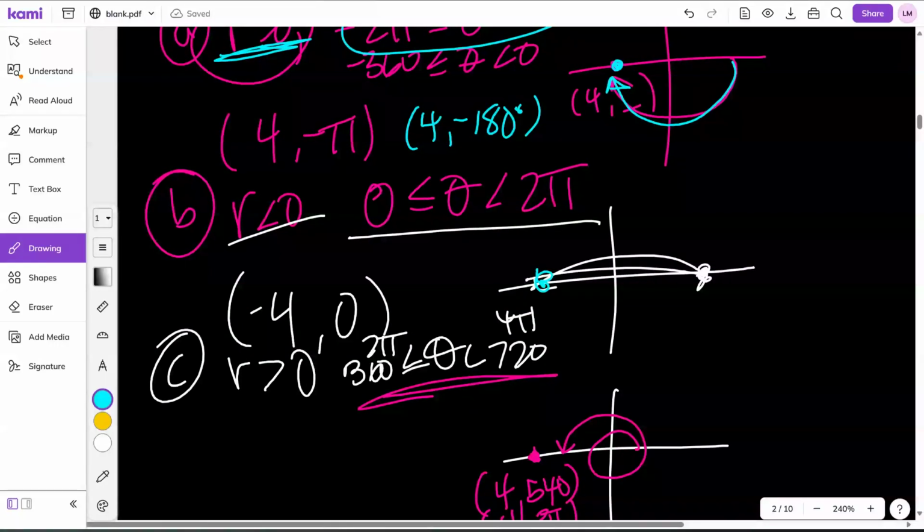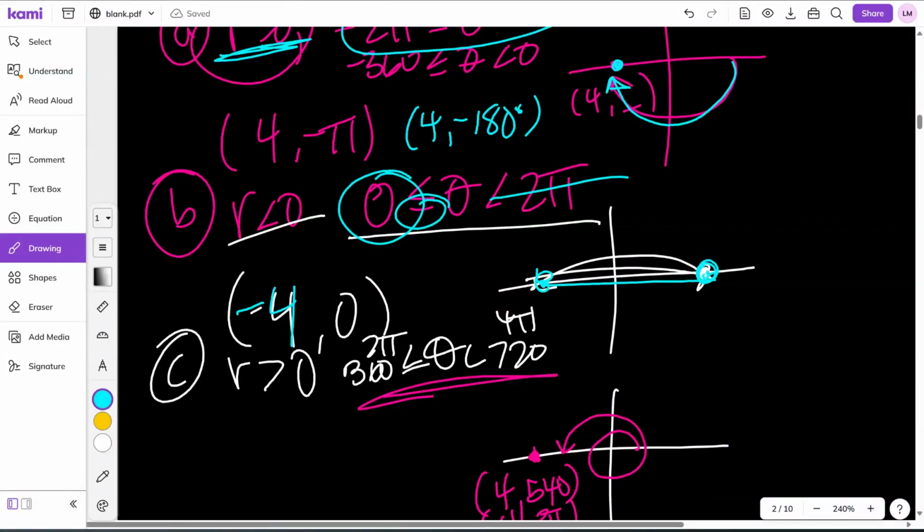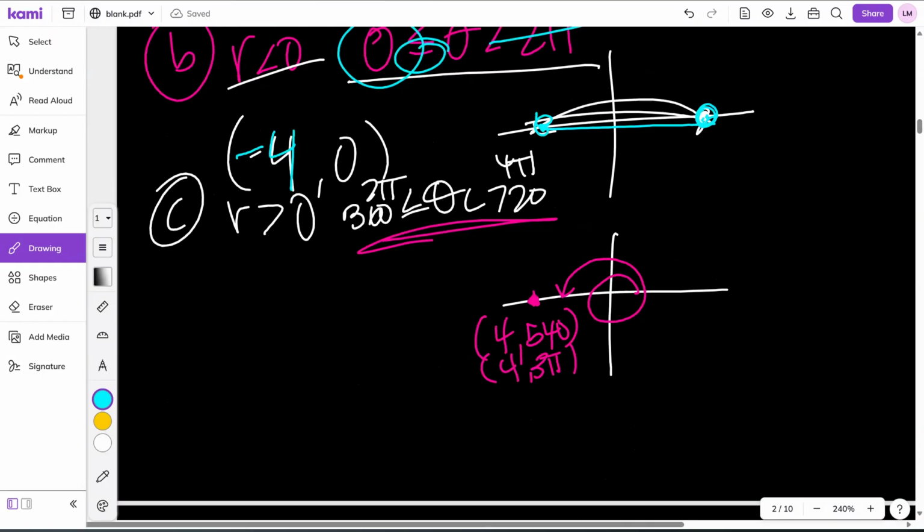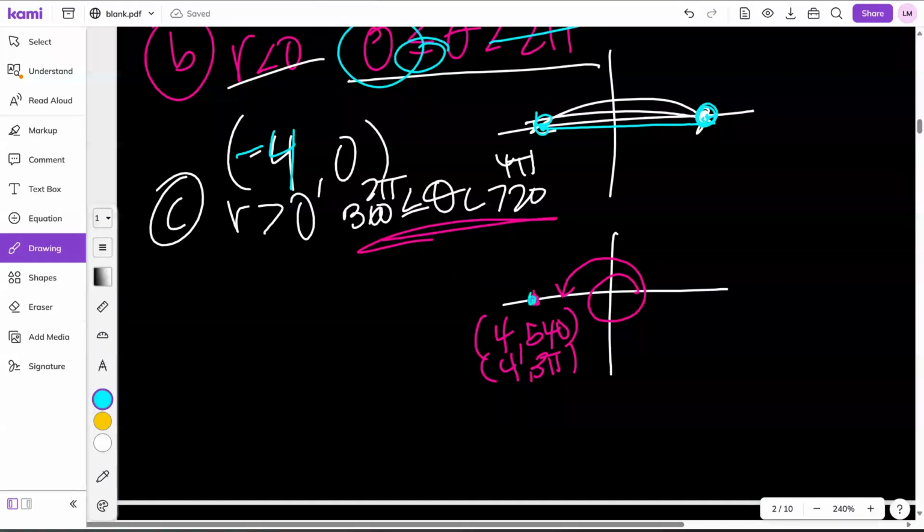Still trying to land on this spot. I want r to be negative, which means I have to flip over the pole. So I actually need to write it. So I'm landing here with a -4. So I have -4 and I want to land on this spot. Well, this instruction says it can be 0, but it can't be 2π. So it's 0.